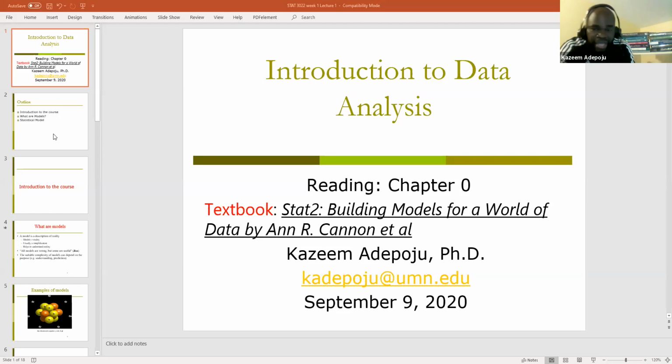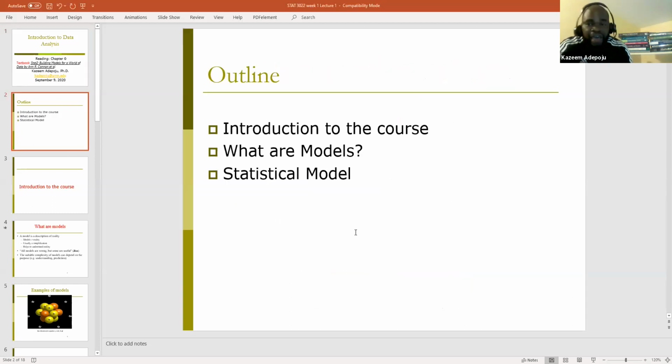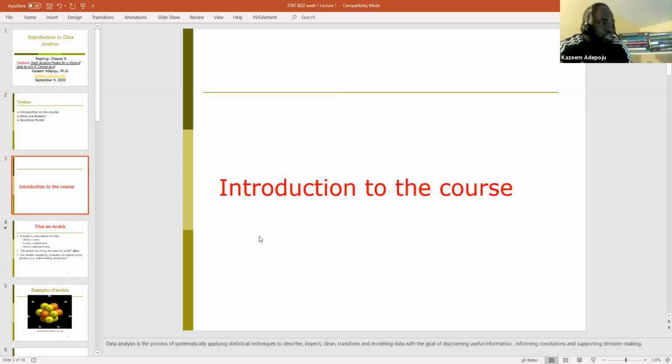Okay, so the outline for today's lecture is this. We're going to have an introduction to the course. We're going to understand what we mean by models. Then I'm also going to walk you through what we mean by statistical model. Okay, so let us have an introduction to the course.